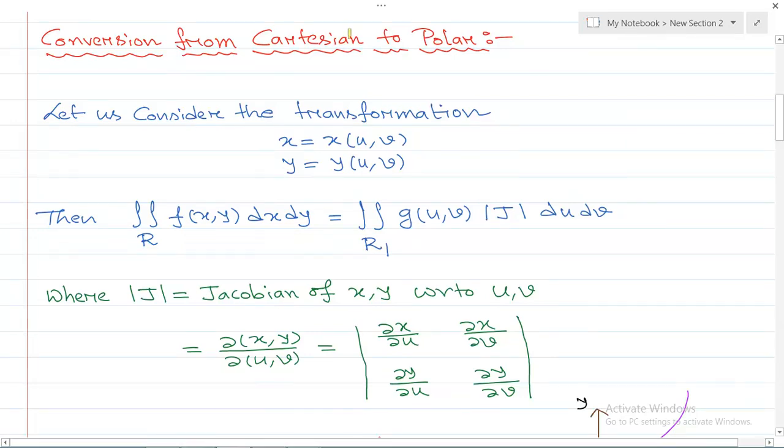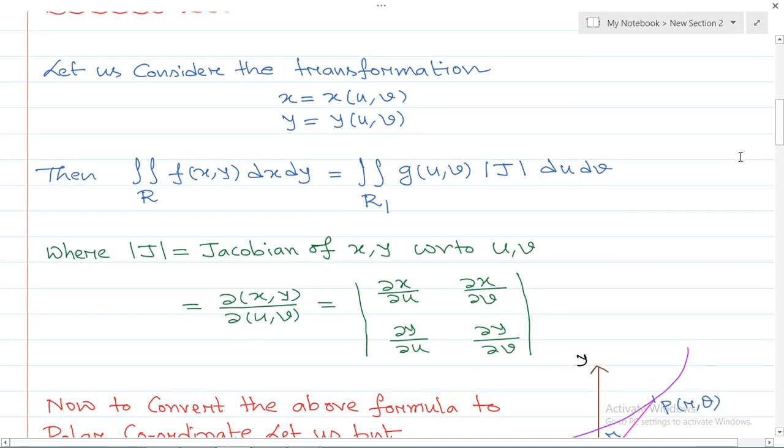But in our syllabus we only have the conversion formula from the Cartesian coordinate to the polar coordinate system, so we are focusing on this topic only. But the formula I am going to derive right now is applicable for other coordinate systems also. Now let us try to understand the basic formula derivation for changing from the Cartesian coordinate system to the other coordinate system.